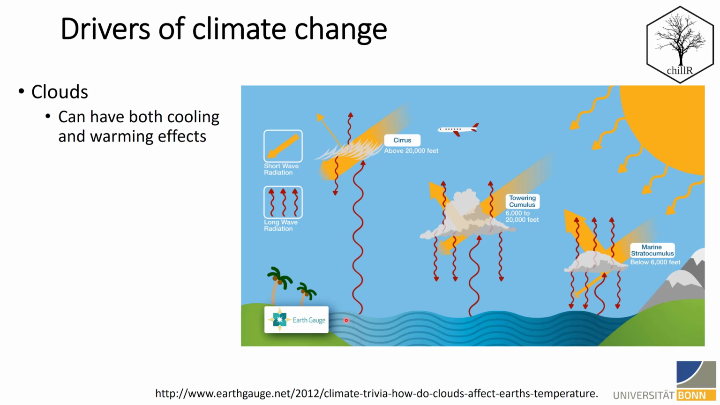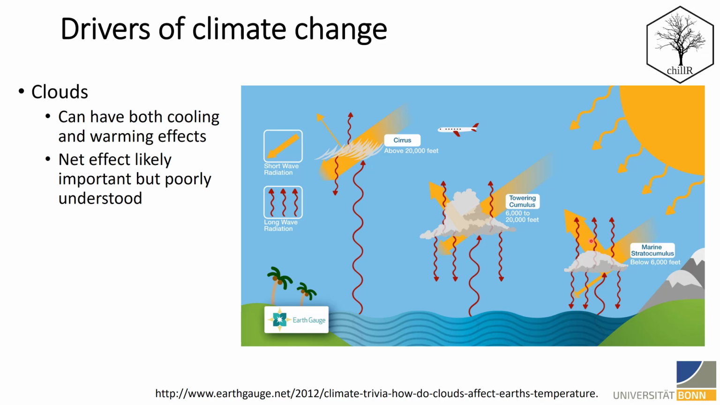Clouds can also, as I mentioned, at night, block this heat energy that is trying to radiate back into space. Not only at night, but especially at night. We also have these towering cumulus clouds, which are at a lower altitude, and marine stratocumulus clouds. So basically they have the same effect, but you see here, the lower these clouds are, the more radiation is reflected back into space.